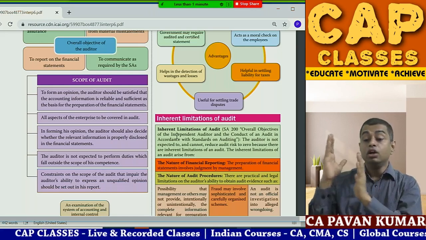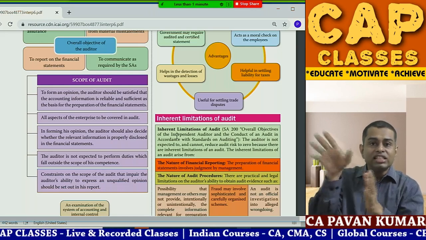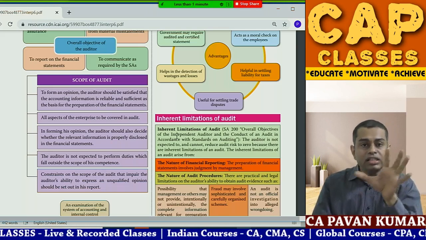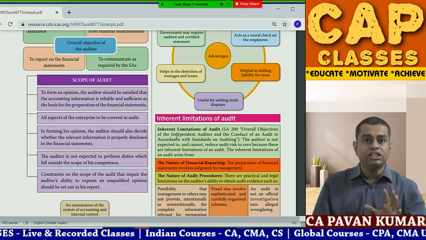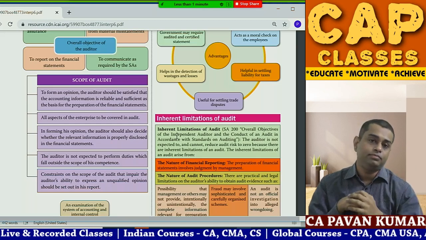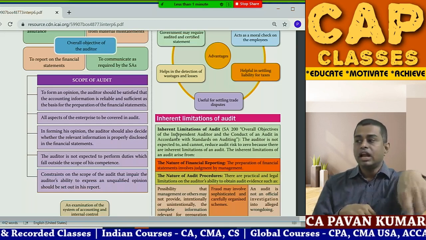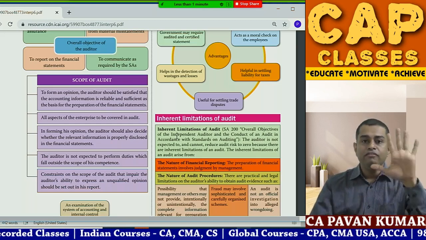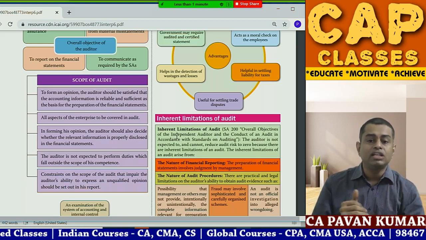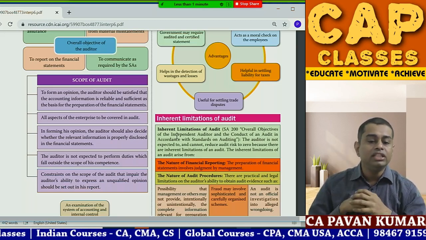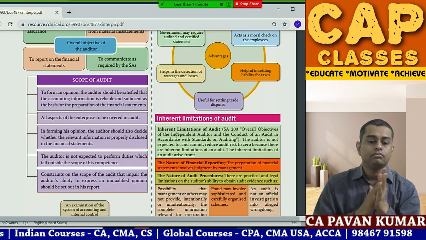For example, look at CARO. In CARO there are 16 points, no? The auditor is supposed to answer various questions. That is the scope of audit. You understand? So there are 5 points on the board, in that violet color, scope of the audit. Patafat, read these 5 points.